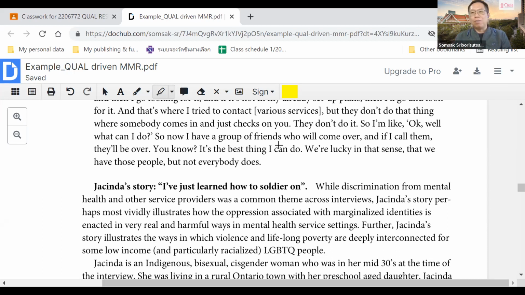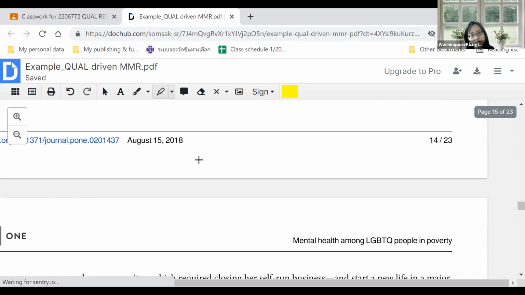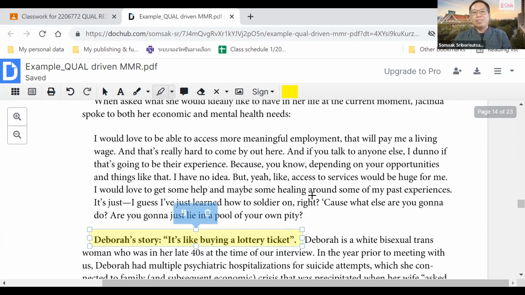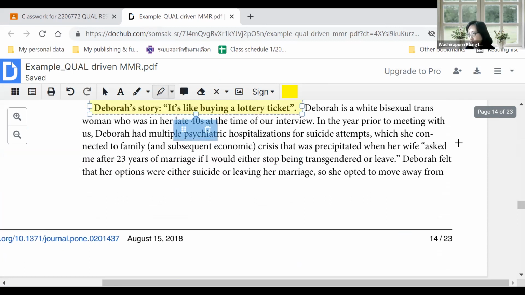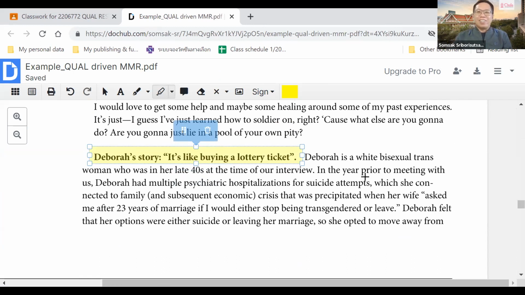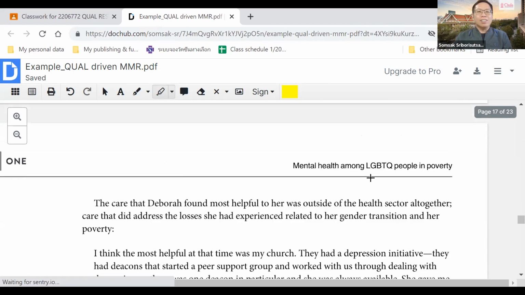Or the internet survey is the first class of quantitative results, right? It's quite long, many pages, a lot. And Deborah's, you see, I love one. It's Deborah's story, it's like buying a lottery ticket on page 14, right? Her life is like buying a lottery ticket. So it's a very good one. It's quite long.